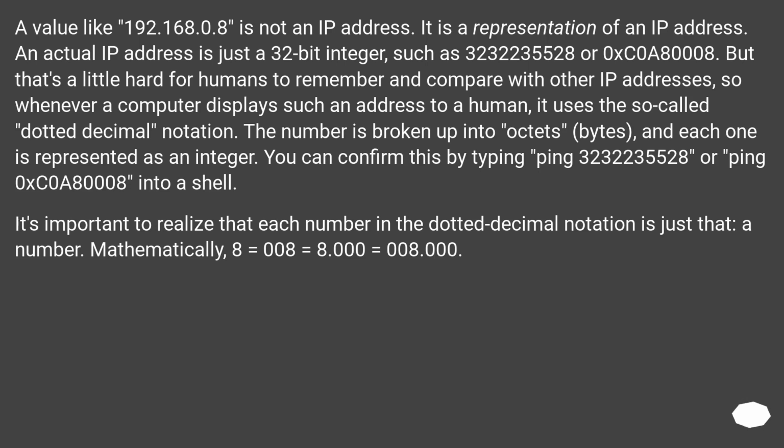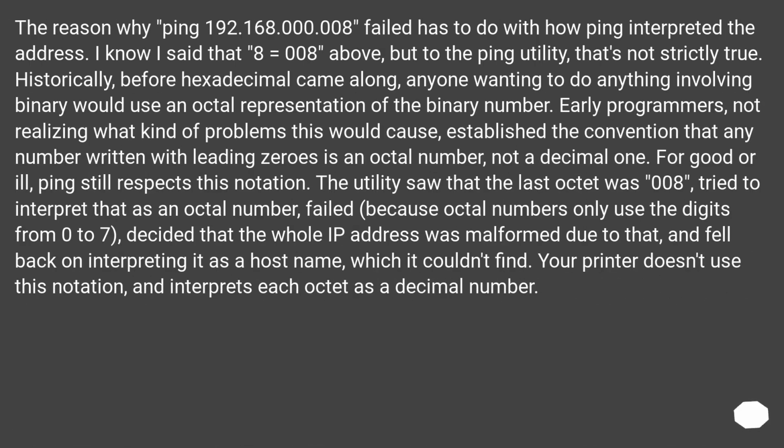It's important to realize that each number in the dotted decimal notation is just that, a number. Mathematically, 8 equals 008 equals 8.000 equals 008.000. The reason why ping 192.168.000.008 failed has to do with how ping interpreted the address. I know I said that 8 equals 008 above, but to the ping utility, that's not strictly true. Historically, before hexadecimal came along, anyone wanting to do anything involving binary would use an octal representation of the binary number. Early programmers, not realizing what kind of problems this would cause, established the convention that any number written with leading zeros is an octal number, not a decimal one.